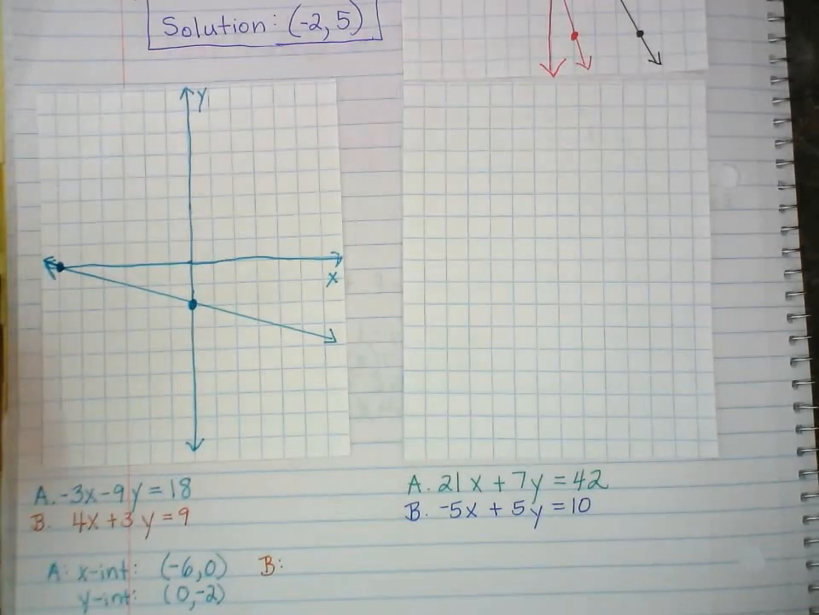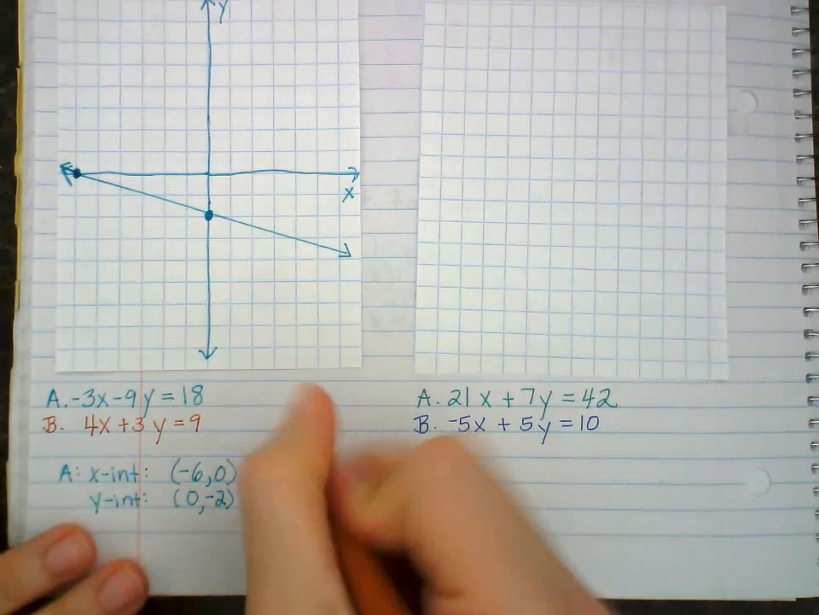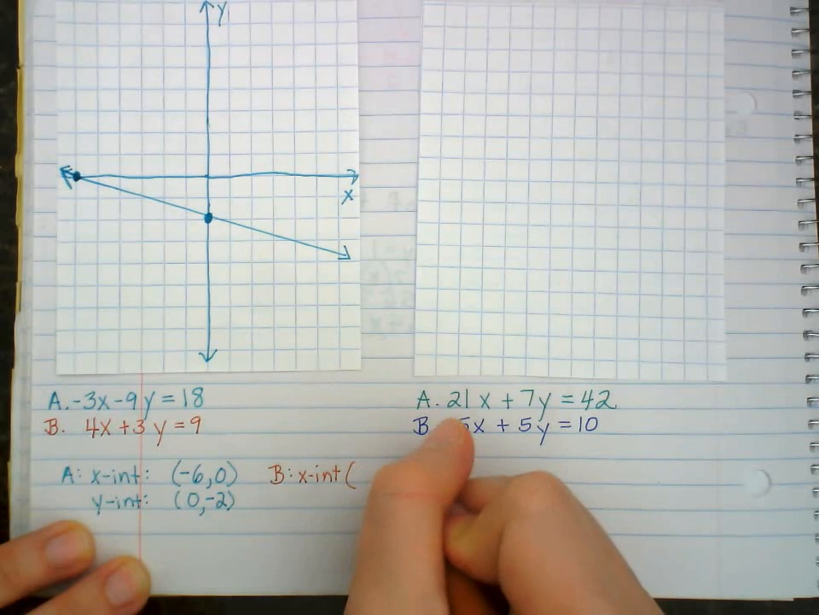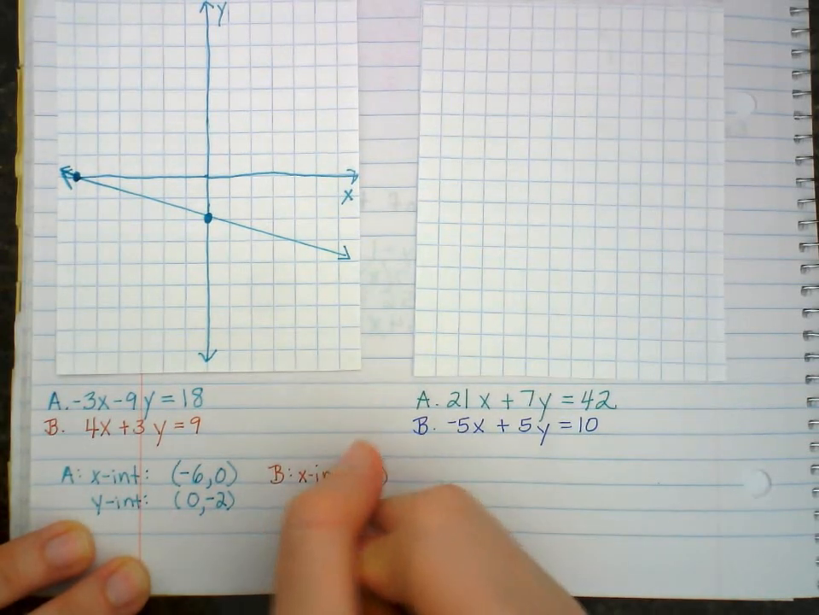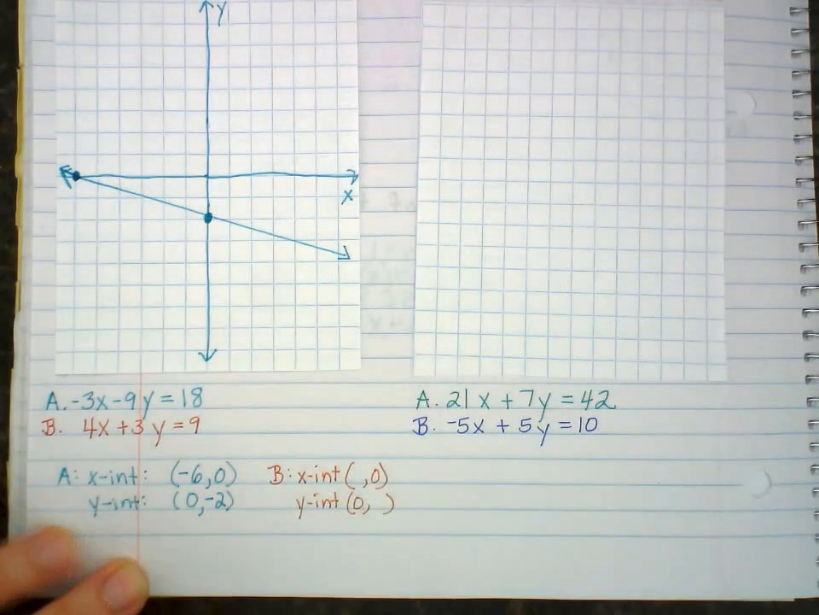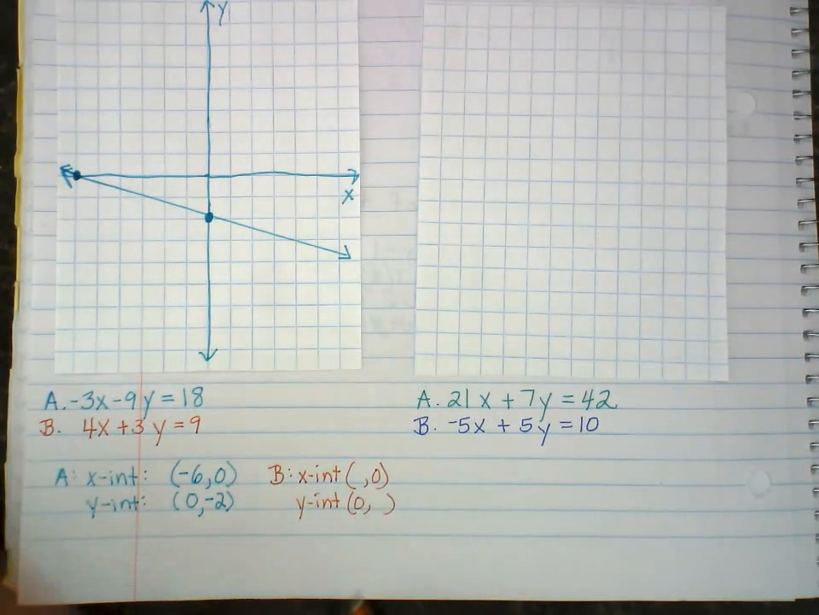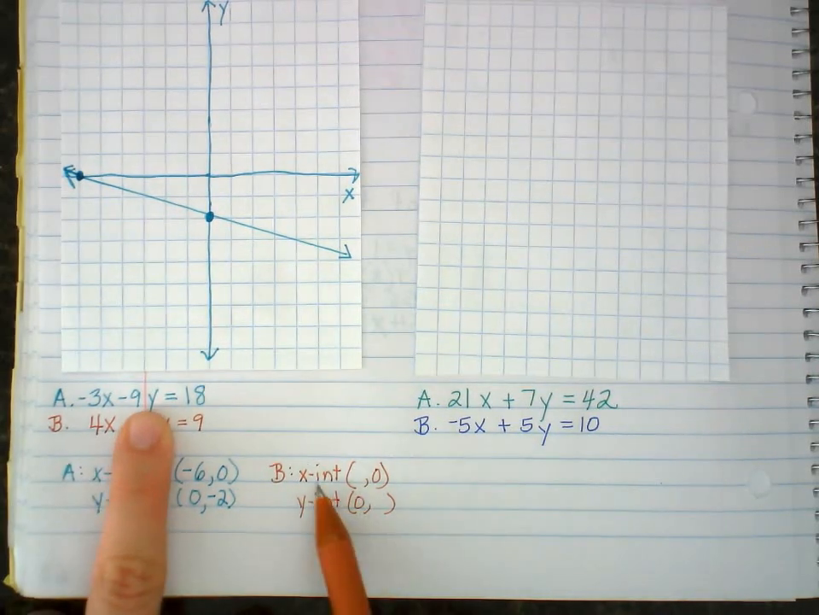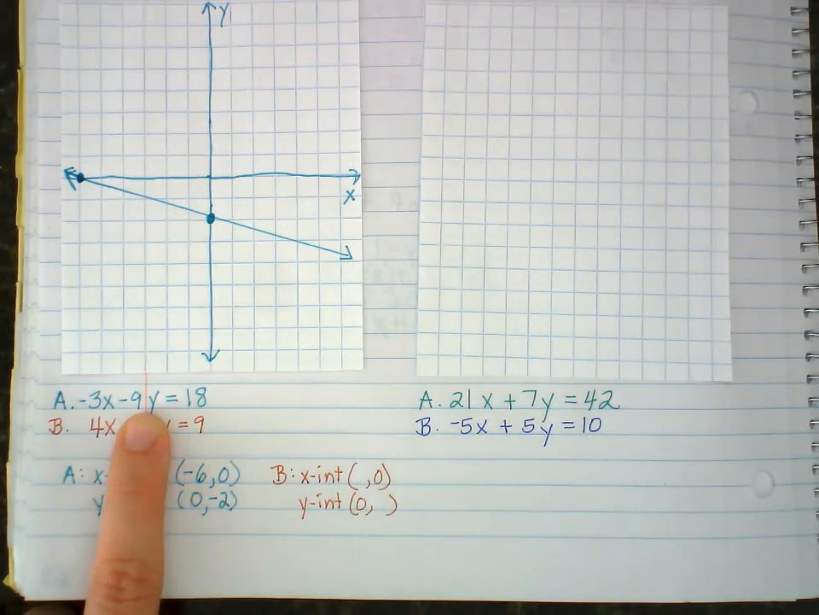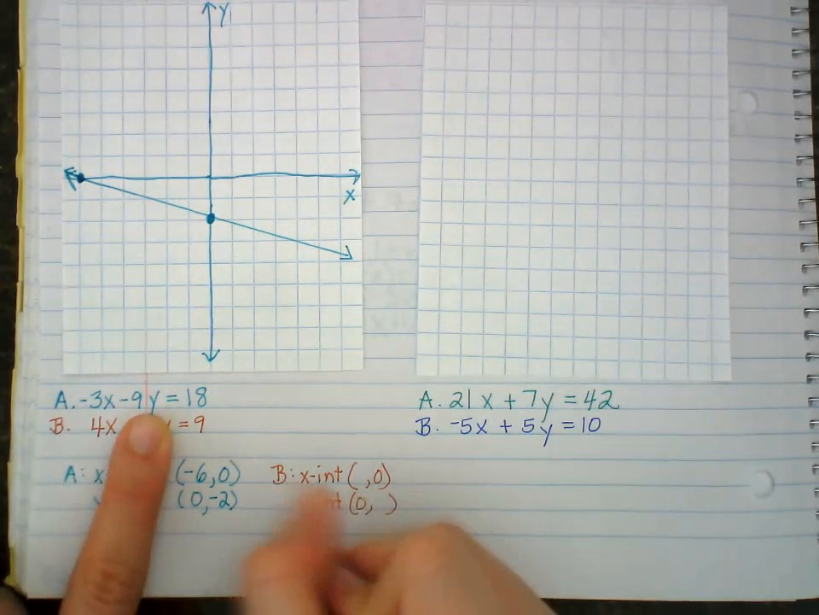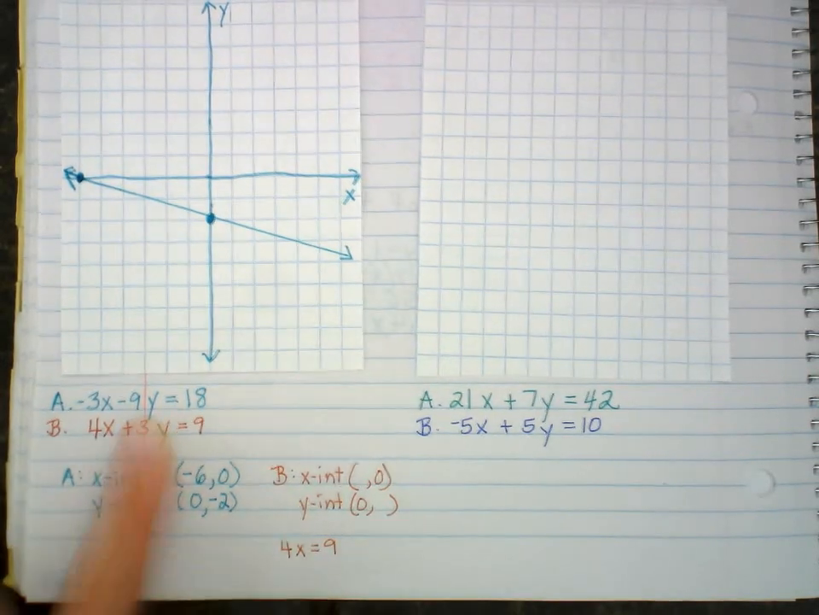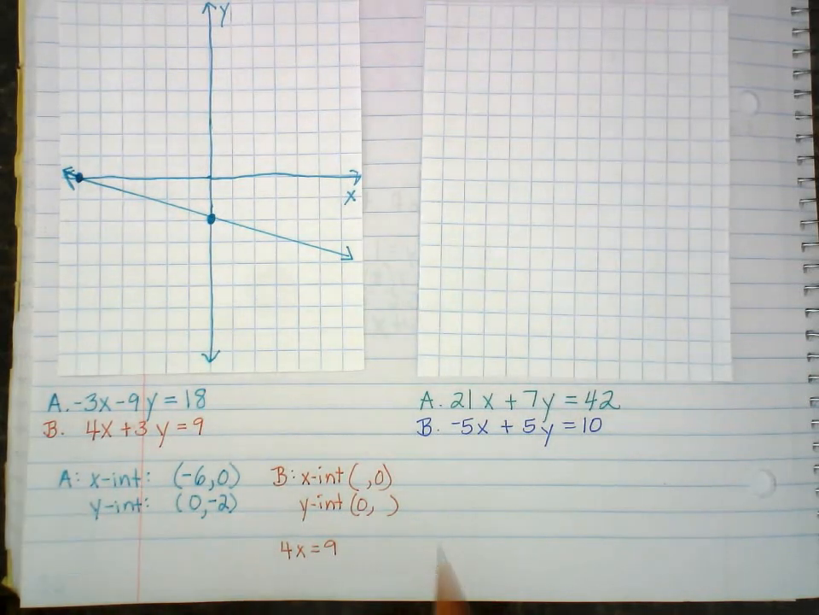Okay, so we need to find the x and the y-intercept again. X-intercept is when our y is 0. Y-intercept is when our x is 0. X-intercept, y is 0, we cover up the y. We're solving for the x-intercept. 4 times what number equals 9? So that's 4x equals 9.